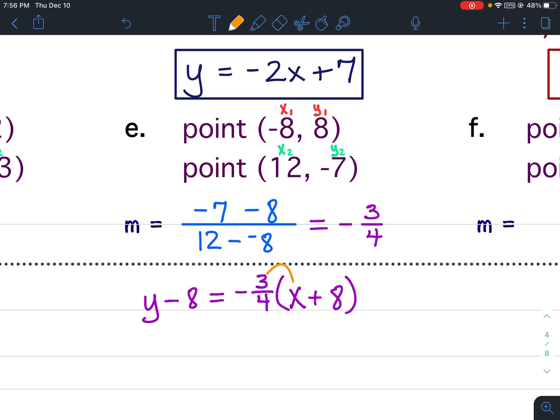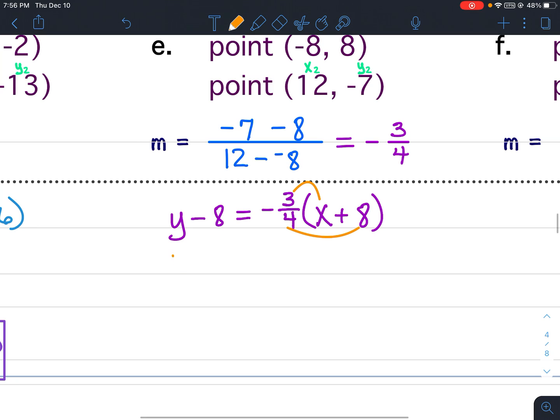Distributive property. This will stay y minus 8. -3/4 x is -3/4 x. -3/4 times 8, and you can use your calculator to do these. I'm just going to save us some time. 4 goes into 8 2 times, and 2 times -3 would be -6.